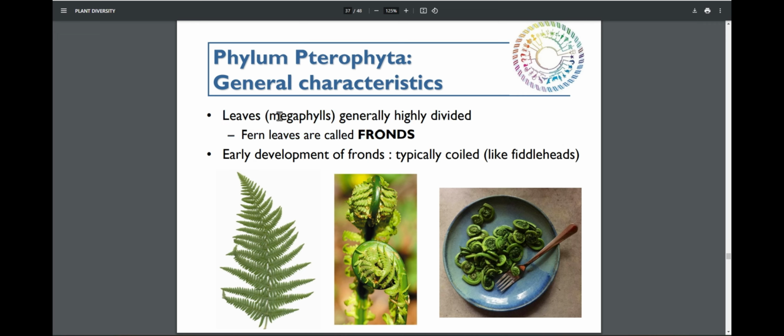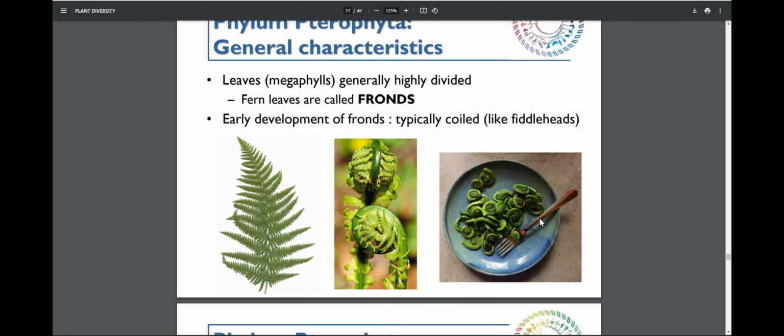So the leaves, they're megaphylls. Generally they are highly divided, with a lot of branches. The fern leaves are called fronds. This is called a frond. And in the early development of fronds, they're typically coiled like this, and then as they grow and develop, they will extend out.